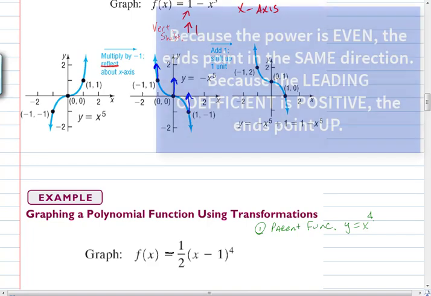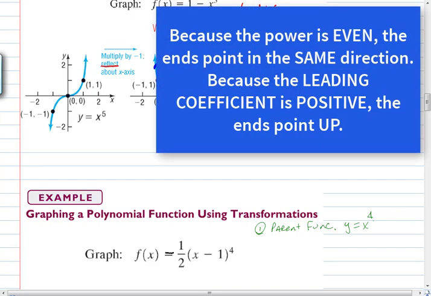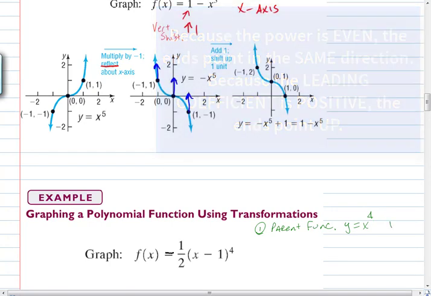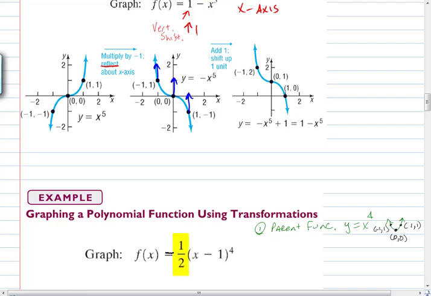Are the ends going to be going the same direction or opposite directions? Same direction. Up or down? So our parent function has this basic shape. And what points are we guaranteed are going to be on this graph? 0, 0, 1, 1, and negative 1, 1. What does that 1/2 do next? It compresses everything by a half.